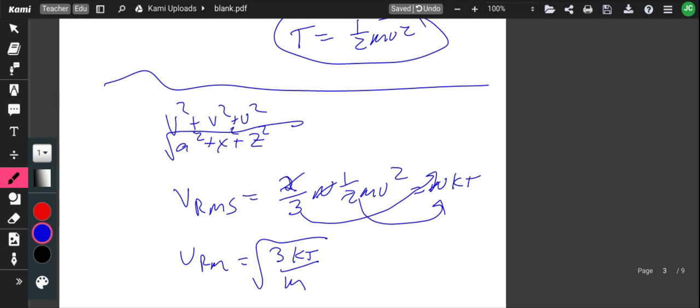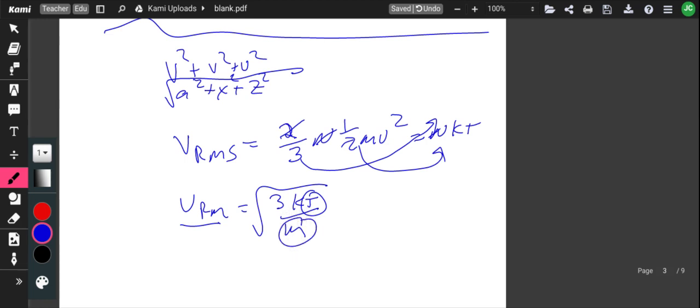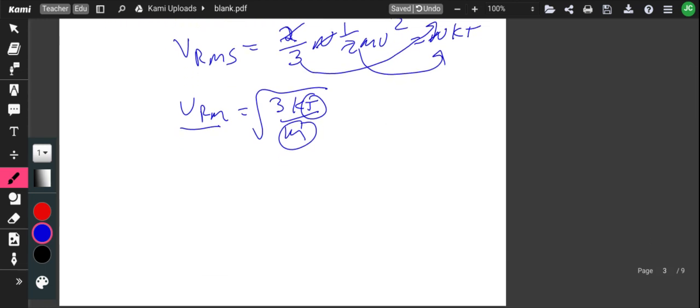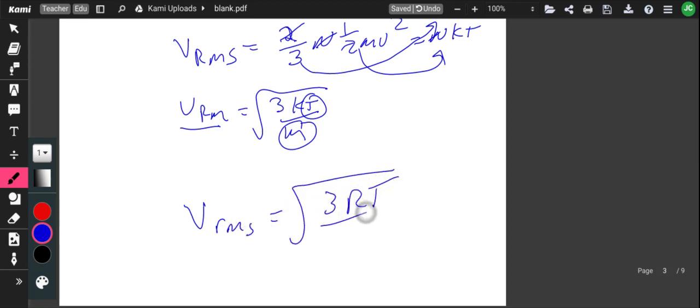It tells you the average velocity of any molecule in the balloon, and it tells us that the hotter it gets, the greater the velocity is. The more massive the particle is, the less velocity it has. That makes some sense too. Now, this RMS equation, V RMS is equal to the square root of 3RT over M.